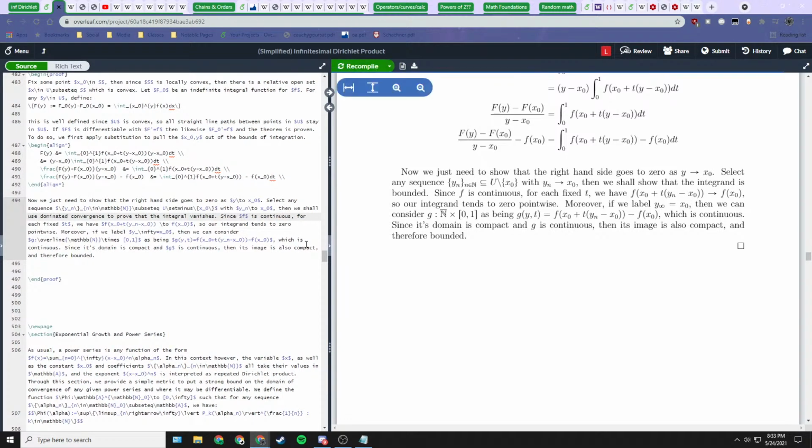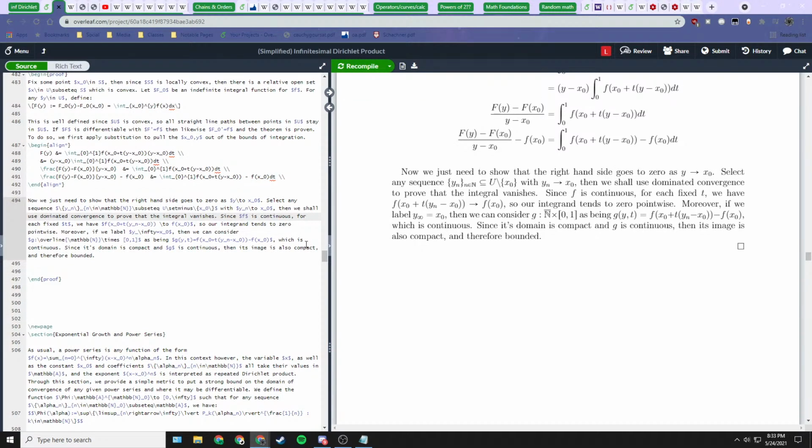Okay, so f is continuous, and the integrand tends to 0 pointwise. If we label y infinity this, we can consider g, this times that, as being this function, which is continuous. Since its domain is compact and g is continuous, its image is also compact, and therefore bounded.